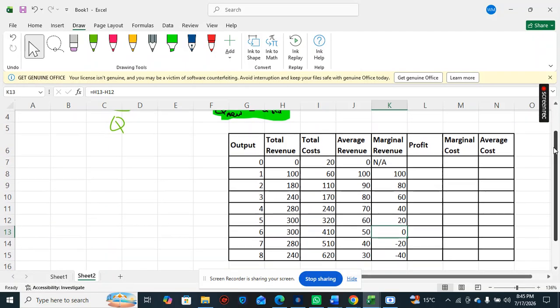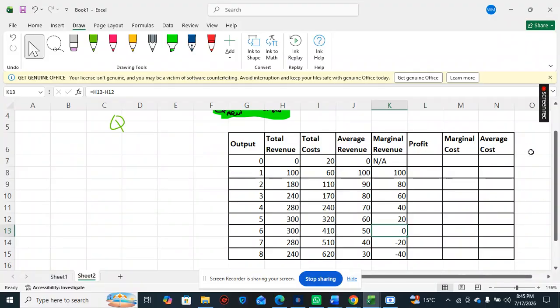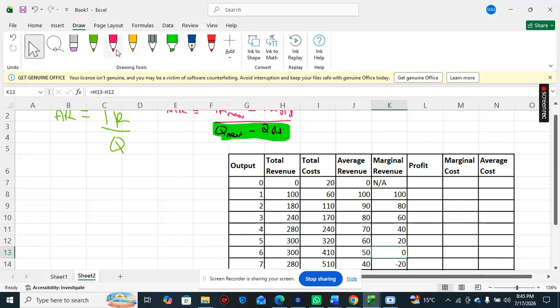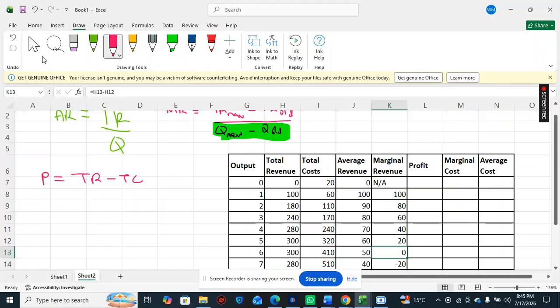Okay, next is our profit. Remember the formula for profit, P equals total revenue minus total cost. So when we produce 0 units, total revenue 0 minus total cost 20, we're making a loss.